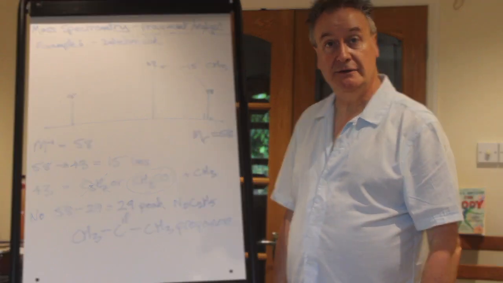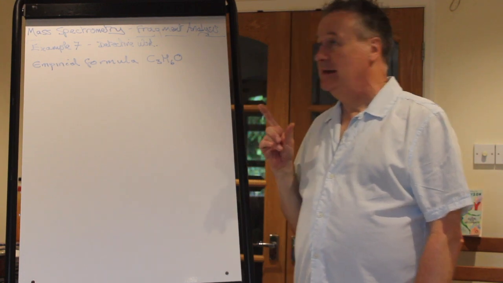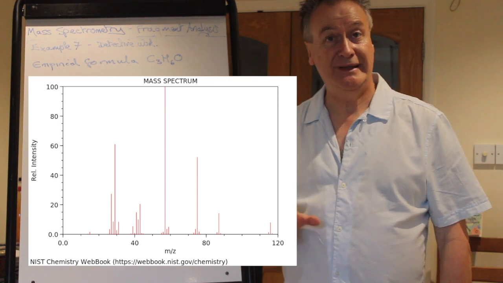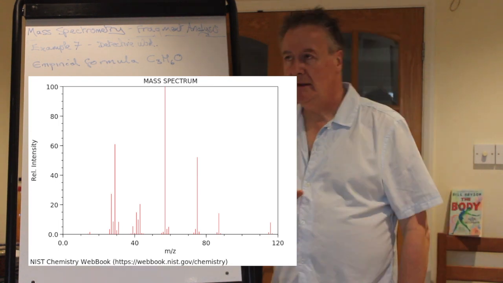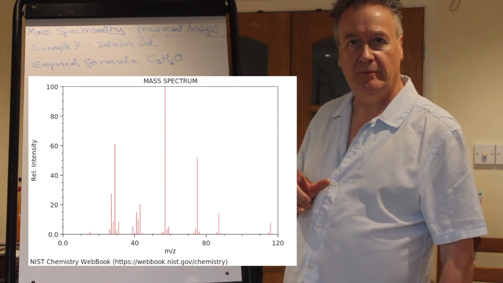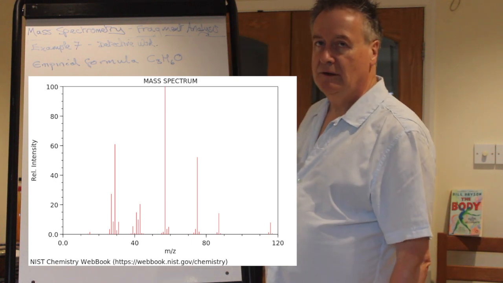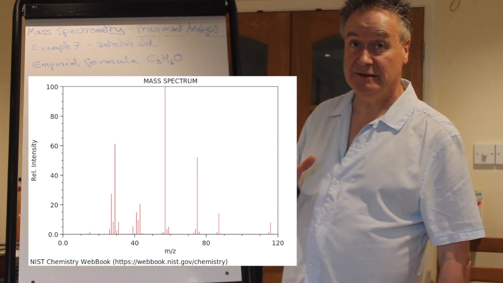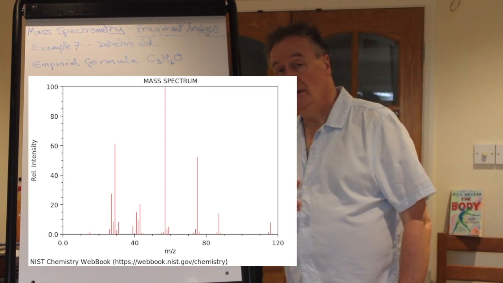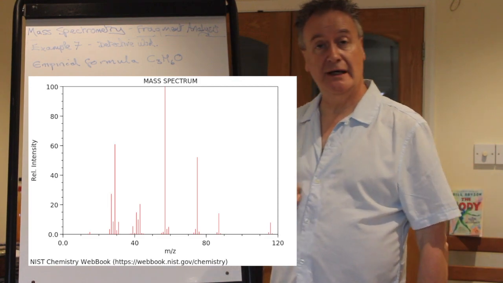Time for example 7. So here we are, example 7. Now the spectrum is not on the board, it's going to come up, should be there by now. It's also on a piece of paper if you've taken the file that comes with this and printed it out, because there's a lot more in this. This is a real mass spectrum. As you can see, it's taken from a web source. The substance has the empirical formula C3H6O.